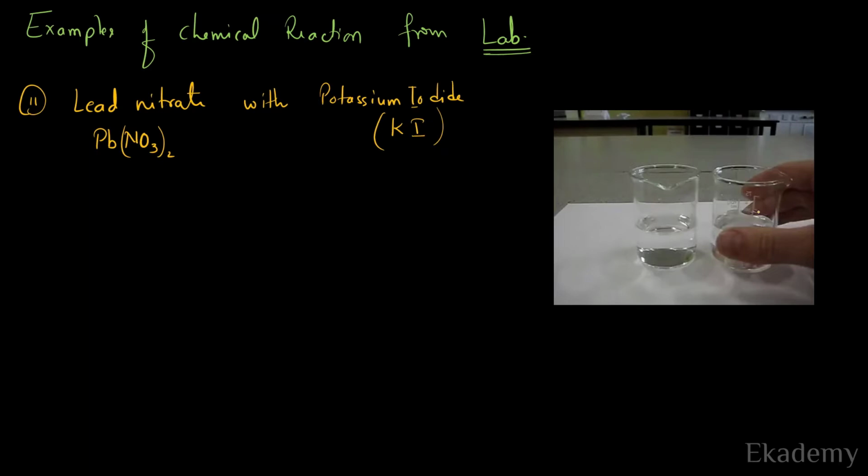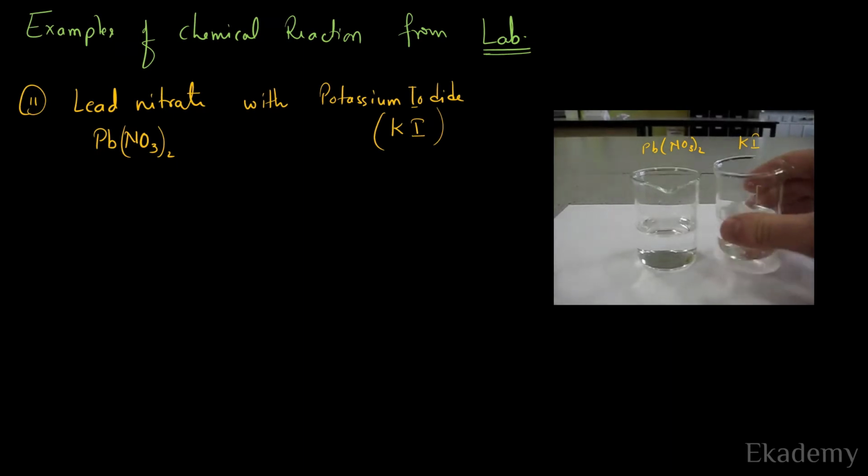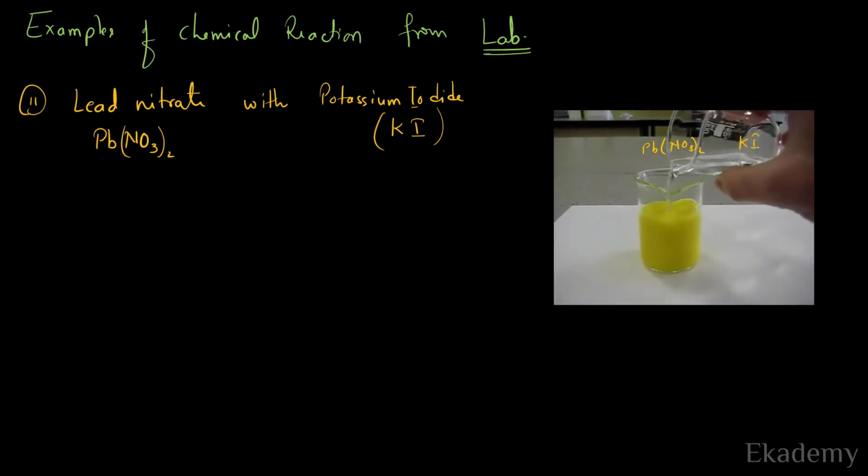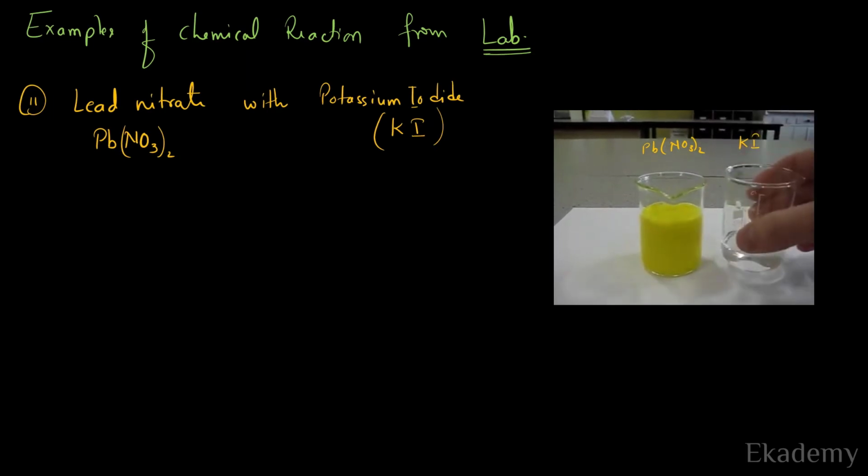as you can see in this image. So let us say this one is lead nitrate and the component in this beaker is potassium iodide. What happens when potassium iodide is added to lead nitrate? You see very carefully, a yellow colored substance is forming in this reaction.